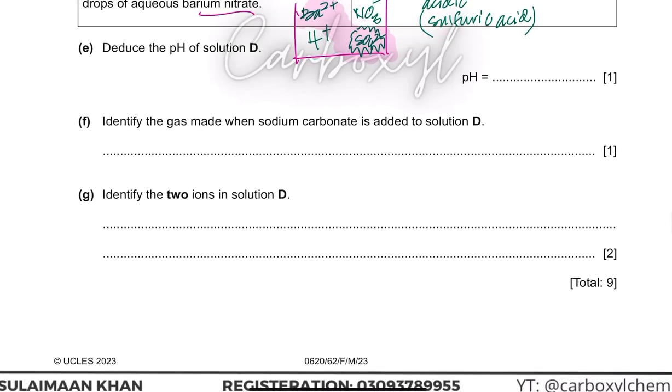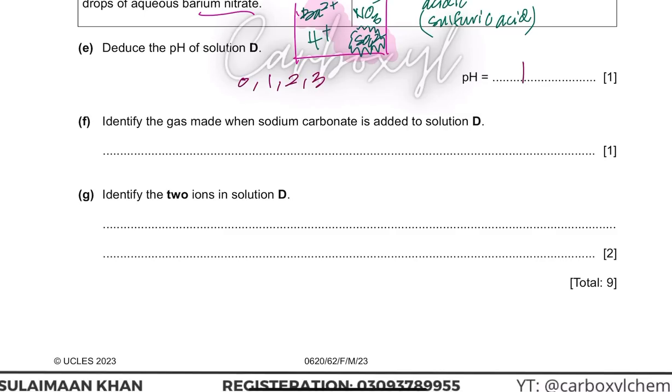Deduce the pH of solution D. Obviously solution D is sulfuric acid. It's a strong acid, so it will either be 0, 1, 2, or 3. It's better not to write above 3. 3 is also a little weak. It's better to stay between 0, 1 and 2, right? I'll just stick with 1.